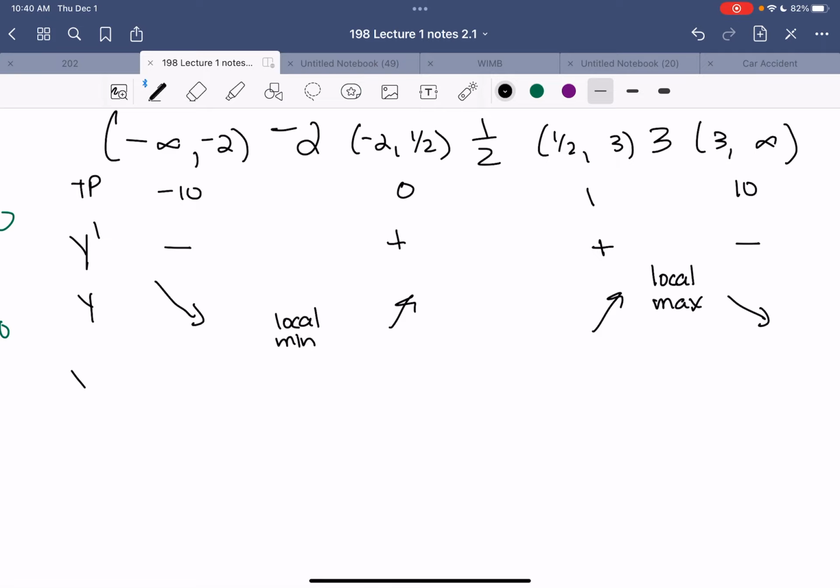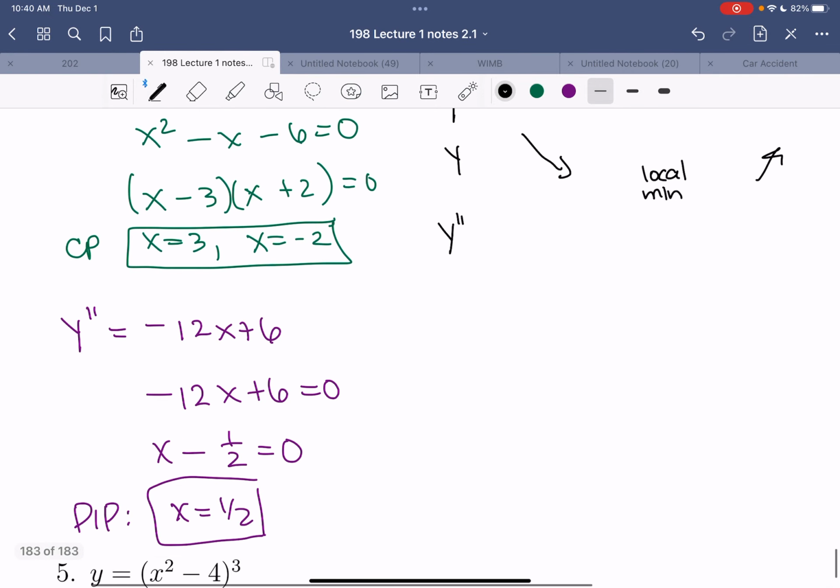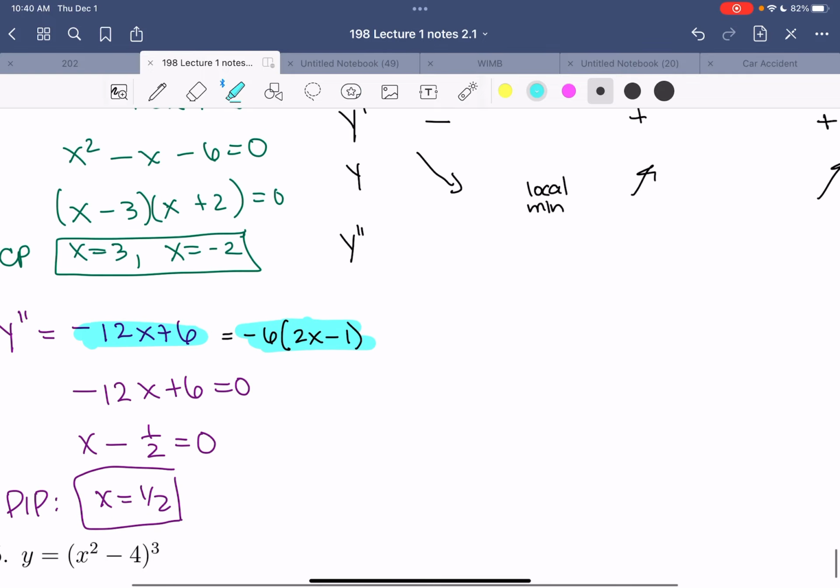Then we're going to test in the second derivative, so we can test for inflection points and concavity. So this time we're plugging in here, which I'm going to factor out the negative 6. So if I take out a negative 6, that is 2x minus 1. And I'm not going to set it equal to 0. There we go. So probably this one is actually easier to plug into.